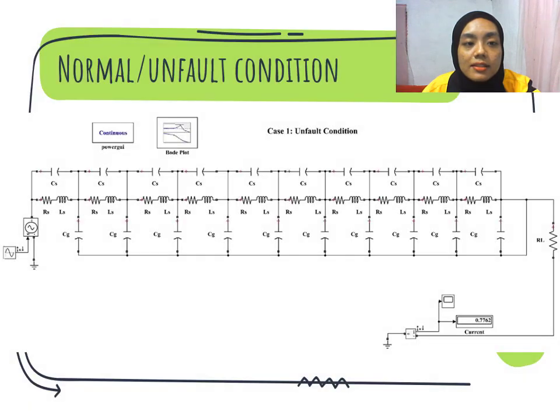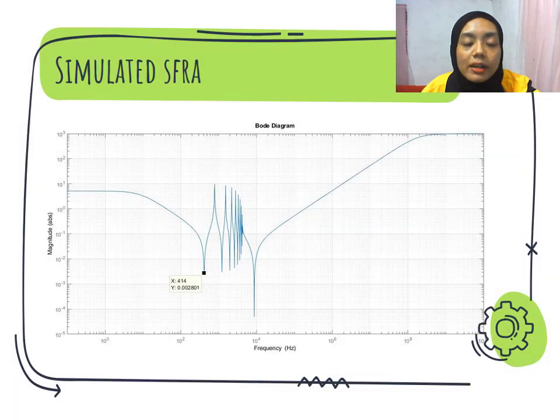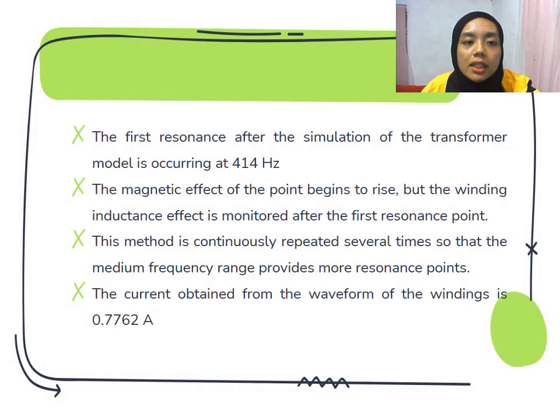For the results and analysis, this is the circuit of the transformer winding for the normal or unfault condition. And this is the Bode diagram of the simulated SFRA. The first resonance after the simulation of the transformer model occurs at 440 Hz. The magnetic effect of the points begins to rise, but the winding inductance effect is monitored after the first resonance point. This method is continuously repeated several times so that the medium frequency range provides more resonance points. And the current obtained from the waveform of the winding is 0.7762 ampere.